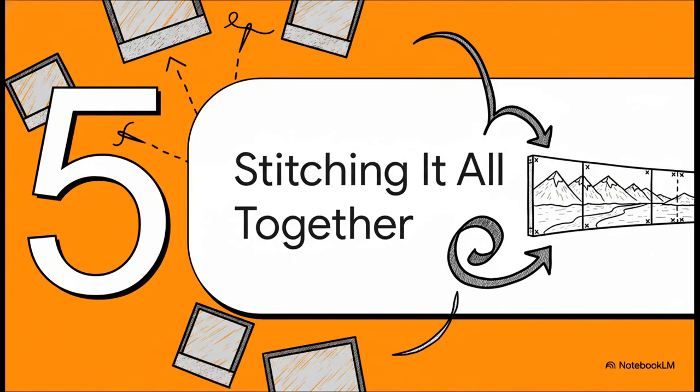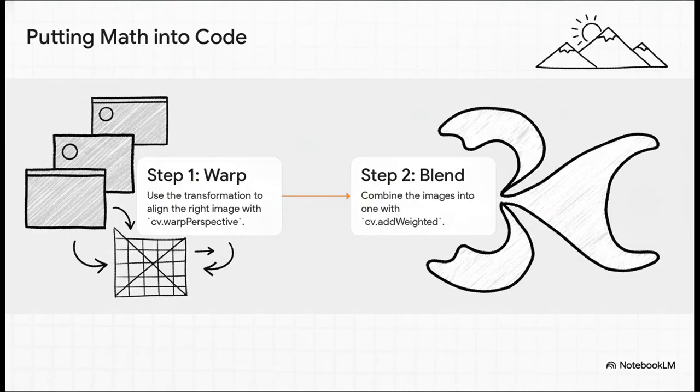So we did it! We found the true transformation. The hard part is over. Now we have everything we need for the grand finale, actually stitching these two images together. And this is where that math finally creates our picture. Step 1, we use that transformation we found with RANSAC to warp the second image. We're basically telling the computer to stretch and shift it until it lines up perfectly. Then, step 2, we just blend them. We average the pixels where the two images overlap, and that makes the seam completely disappear.